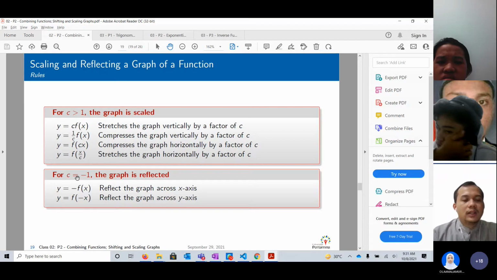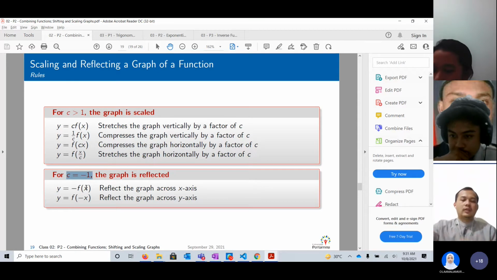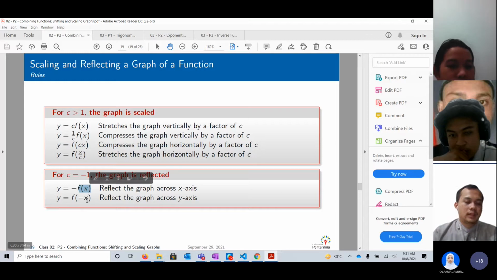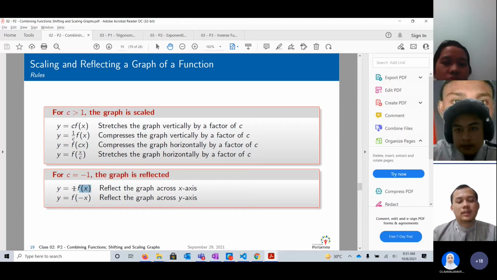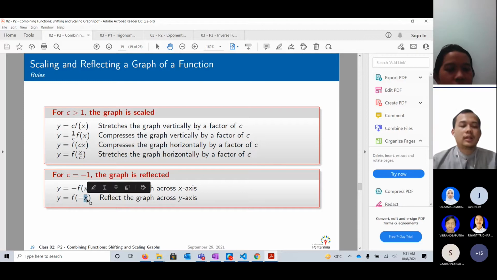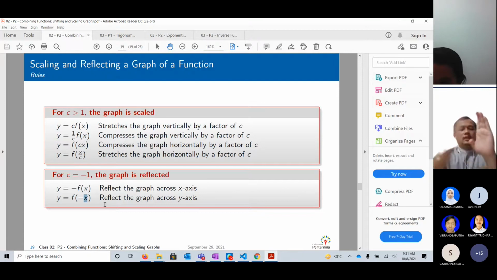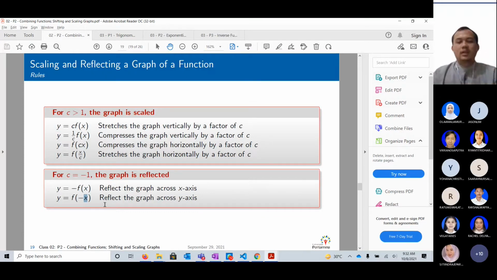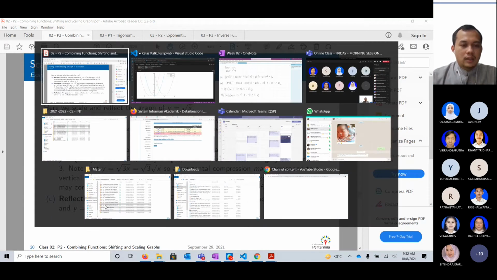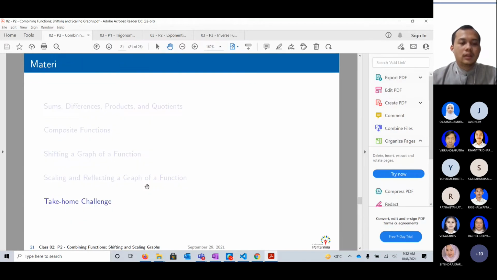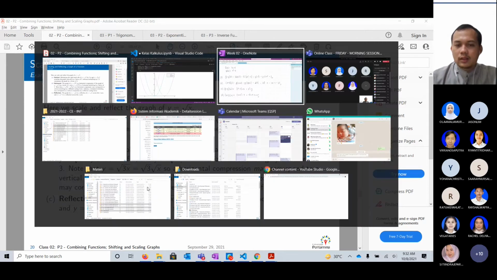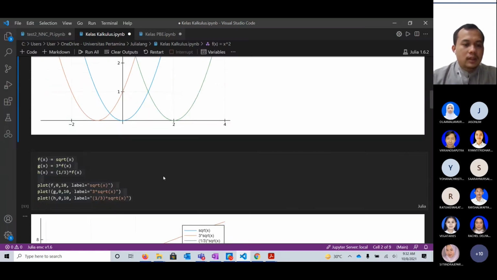For the reflection, for example, if we have C equals -1, we reflect the graph across the x-axis because we take the negative of the value of f of x. But if C is multiplied by x, if we have f of minus x, meaning that we reflect the graph across the y-axis. For example, okay, you can read this later, but I will illustrate it in here.